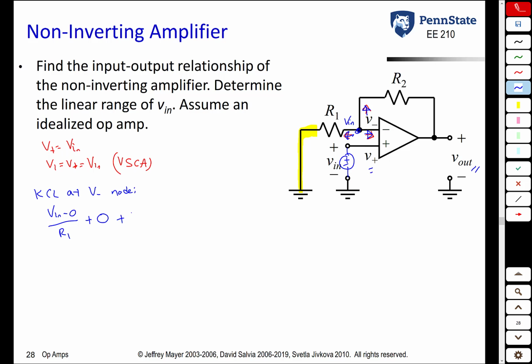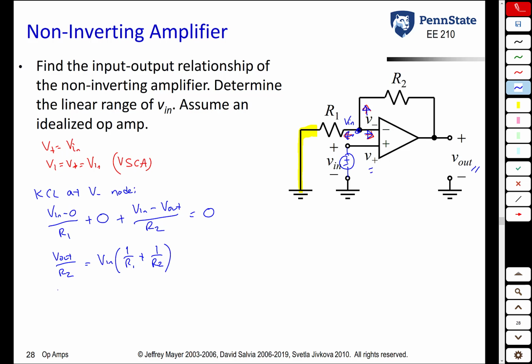Voltage V minus, which in this case is V in, minus V out over R2. The sum of those three currents has to be equal to 0. So now let's solve for V out. We get V out over R2 equals V in times what? 1 over R1 plus 1 over R2.